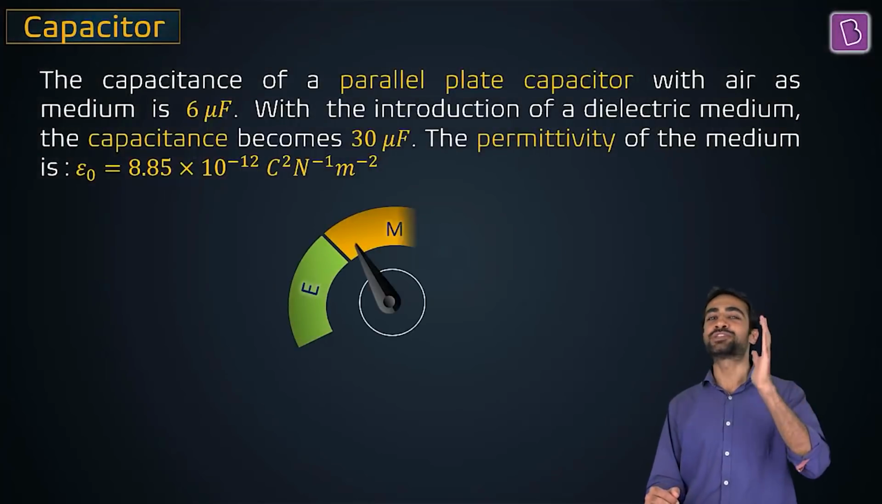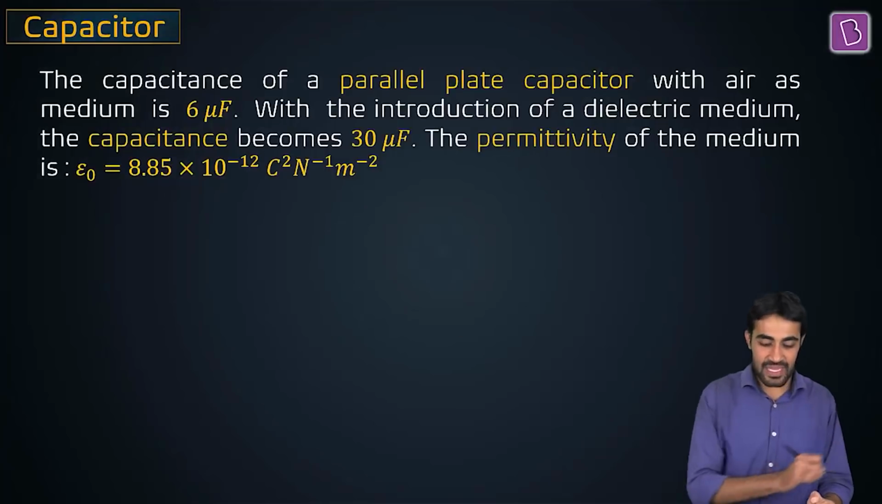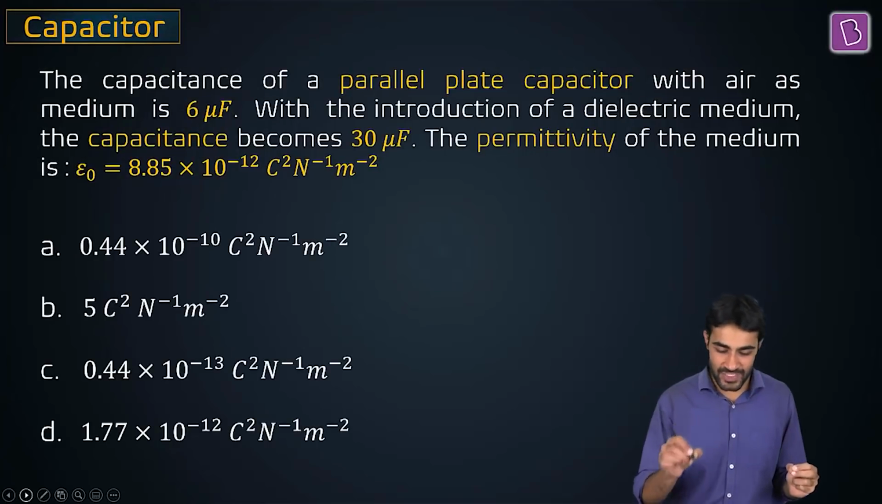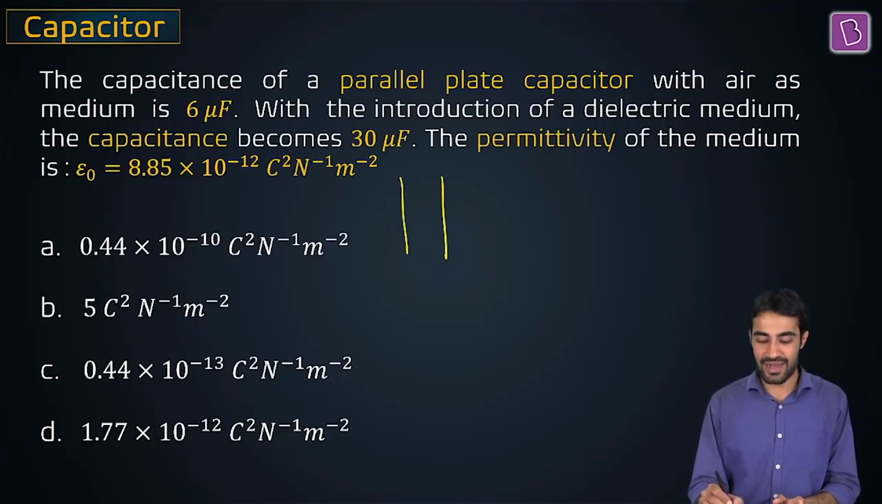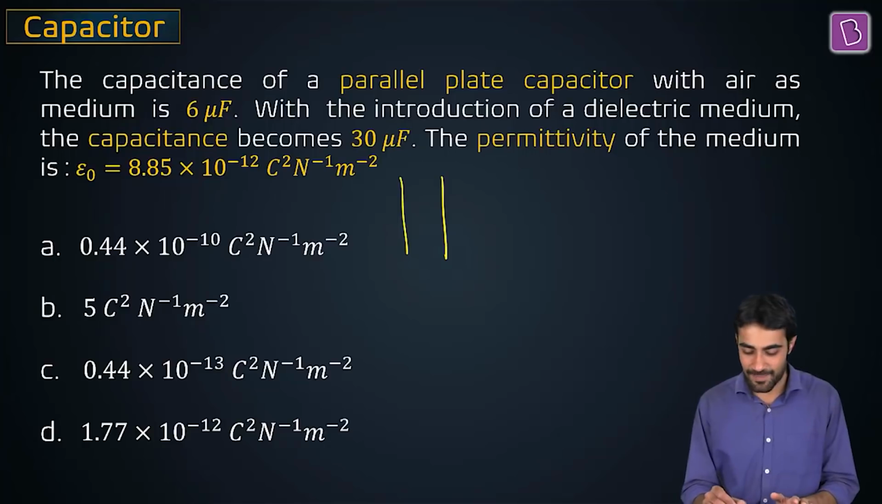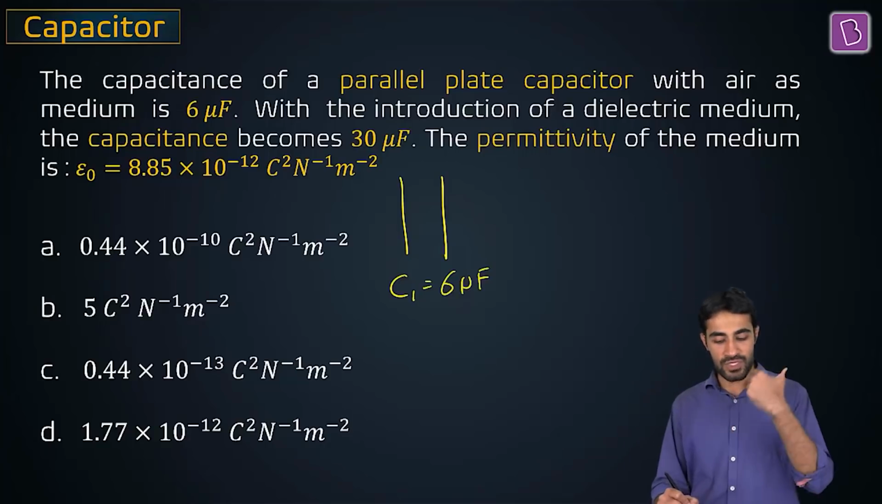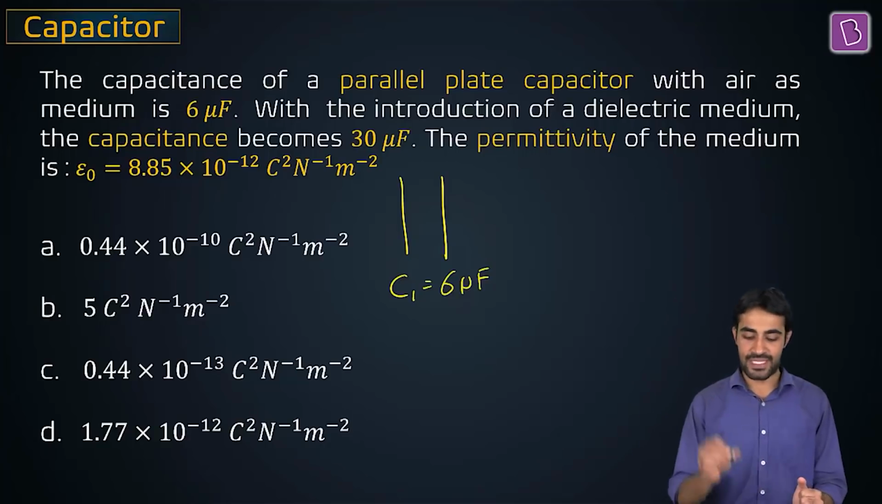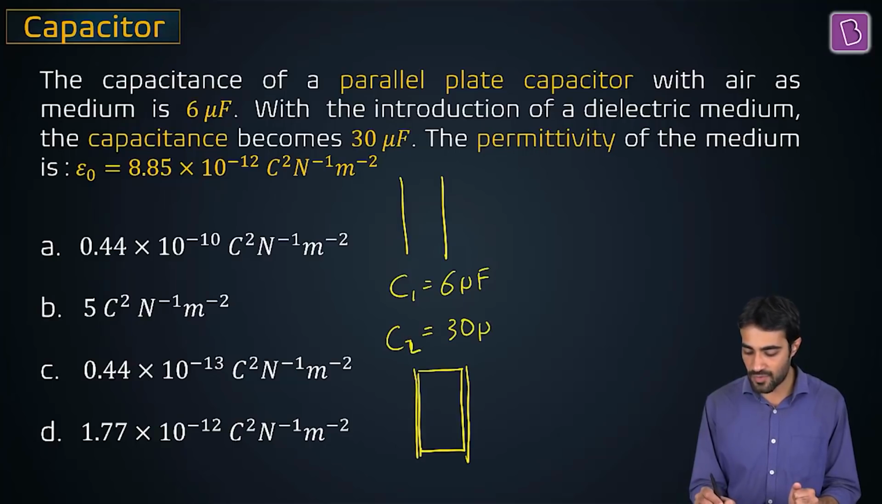Here is a nice question on capacitors. Now let's look at the question very carefully. The capacitance of a parallel plate capacitor with air as the medium is 6 microfarad. So there is a very cute little capacitor, a parallel plate capacitor. Its capacitance is given to be 6 microfarad. With the introduction of a dielectric medium, the capacitance becomes 30 microfarad. Now we bring a dielectric slab which perfectly fits this parallel plate capacitor. The new capacitance is given to be 30 microfarad.